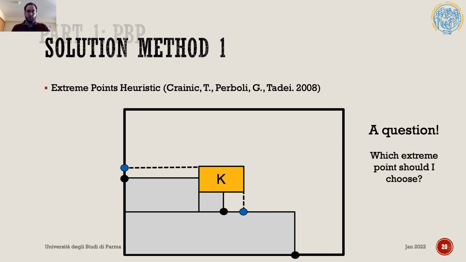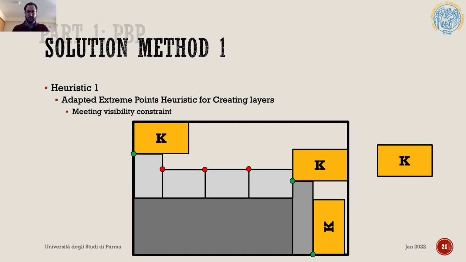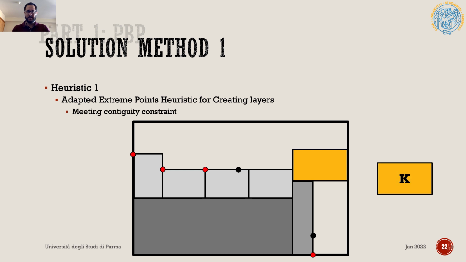However, which extreme point should I choose since the algorithm must meet the practical constraints? So we adapted this heuristic to analyze points. For example, to meet the visibility constraints, we must place K in such a way it touches the border. So given all these extreme points, only the black point should be visible. Okay, that's it. The same goes for the contiguity analysis, and the set of points is updated, right?